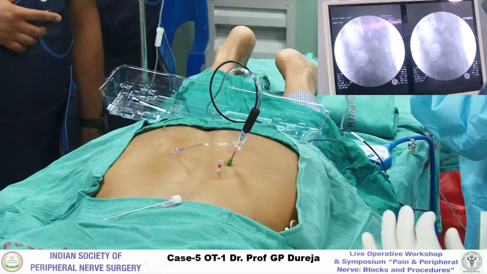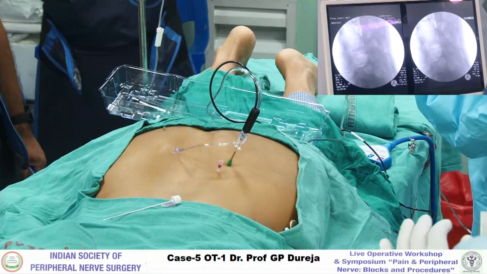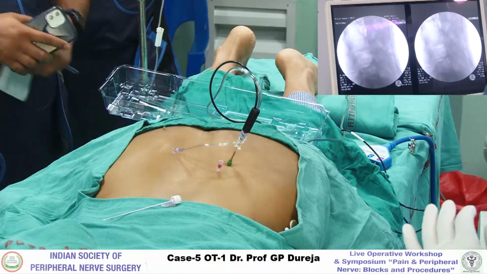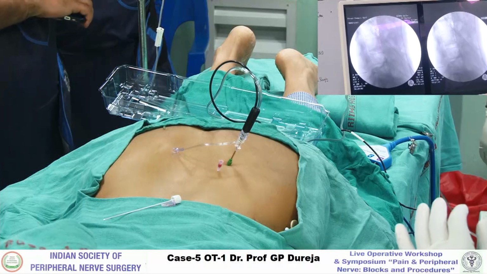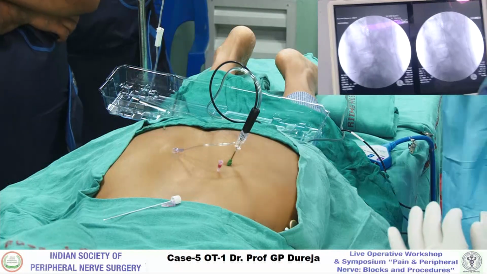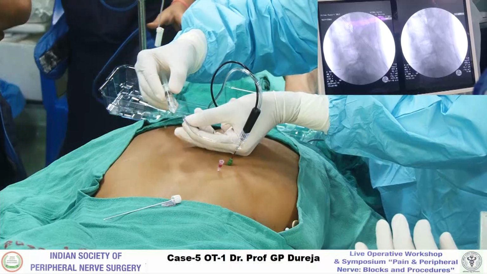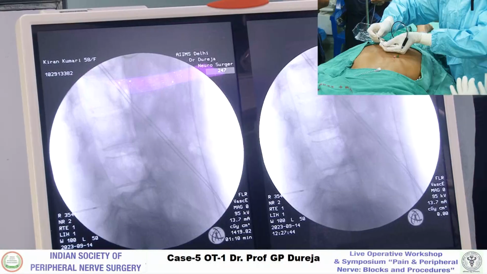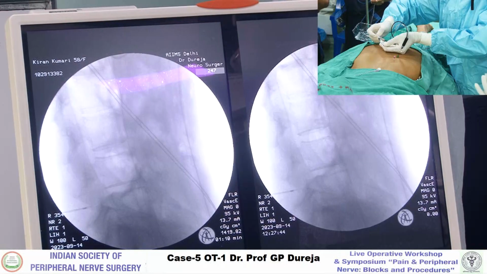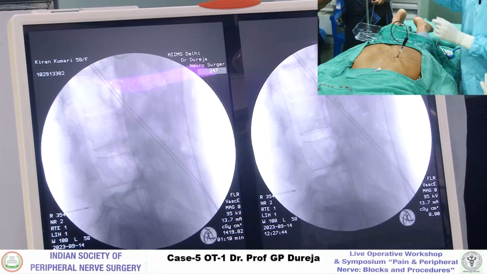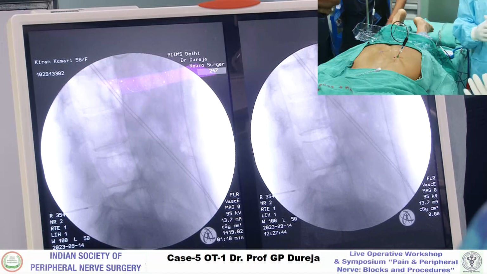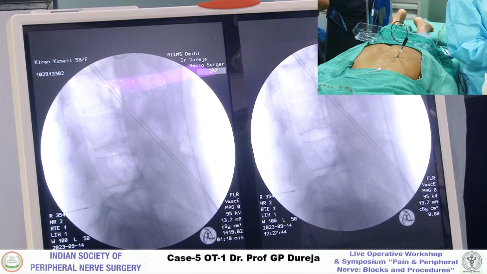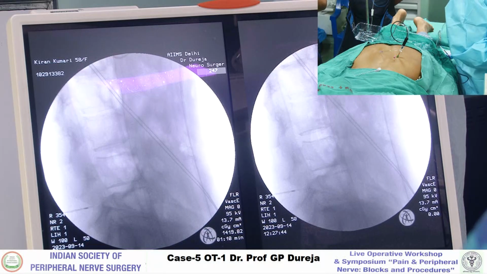What is the impedance right now, sir? It's around 800 to 900. Okay. Now the impedance has gone below 300. So you put in saline? Yes, just put in saline between the interface of bone and the needle. Okay, that takes care of the impedance.